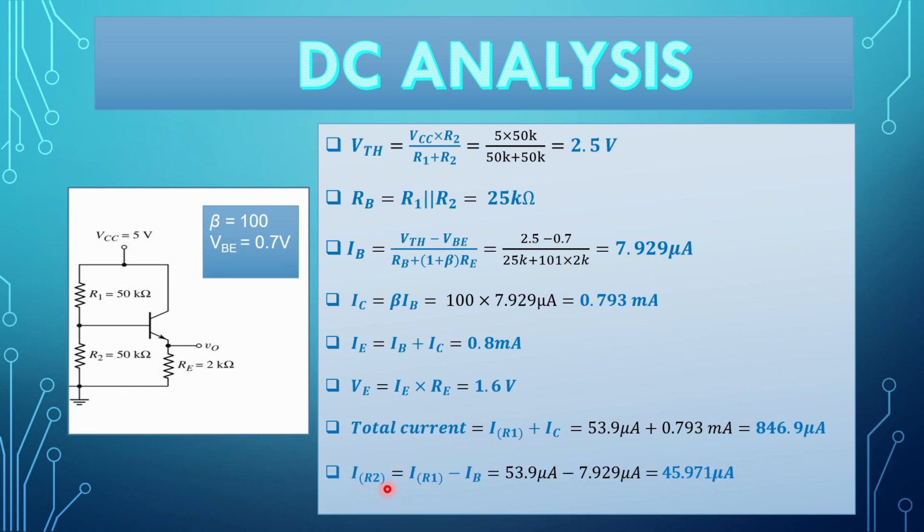And let's calculate the current across the resistance R2. The current across the resistance R2 is given by I of R1 minus IB. So I of R1 we have found, and IB value also we have found, and hence that will give you a total of 45.971 microamperes, and that is the value for the current across the resistance R2.